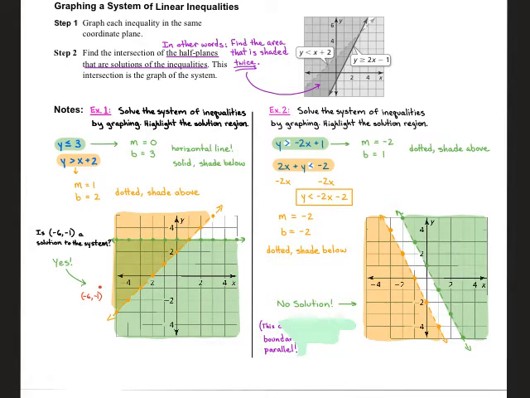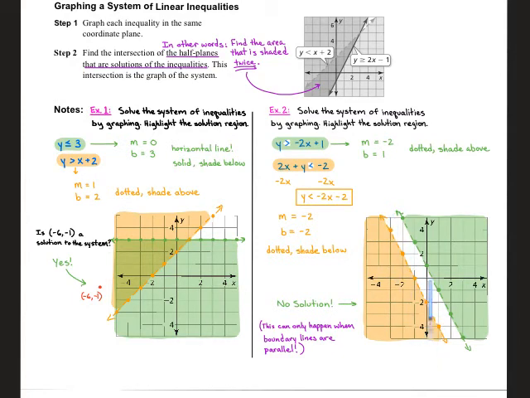And this can only happen, let me go ahead and erase this, when we have parallel lines. The boundary lines are parallel. Now, remember, if the signs were different, if we shaded above the orange and below the green, then that middle section right through here would be double shaded. So just because you have parallel lines, it doesn't mean it's automatically going to be no solution.